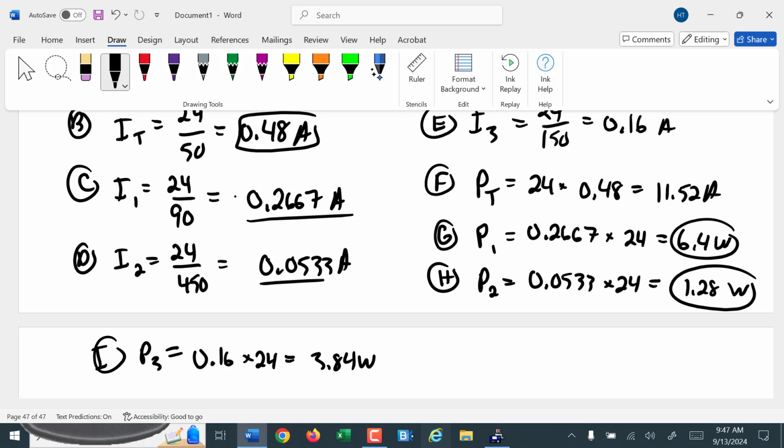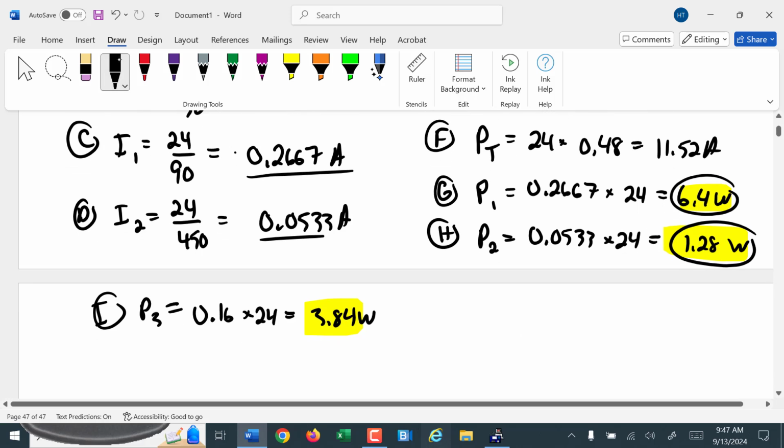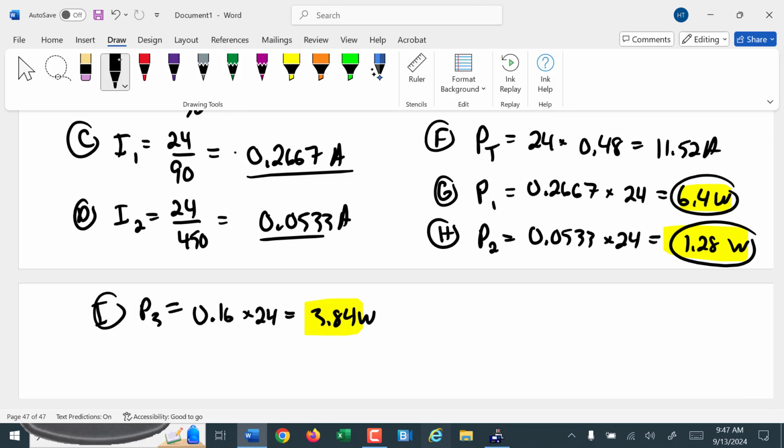Now again, hopefully if I add these up, I get my total of 11.52. I think they do. And then, of course, finally for J, find V1. Well, the voltage across any of those resistors is going to be 24. Full voltage across parallel resistors.